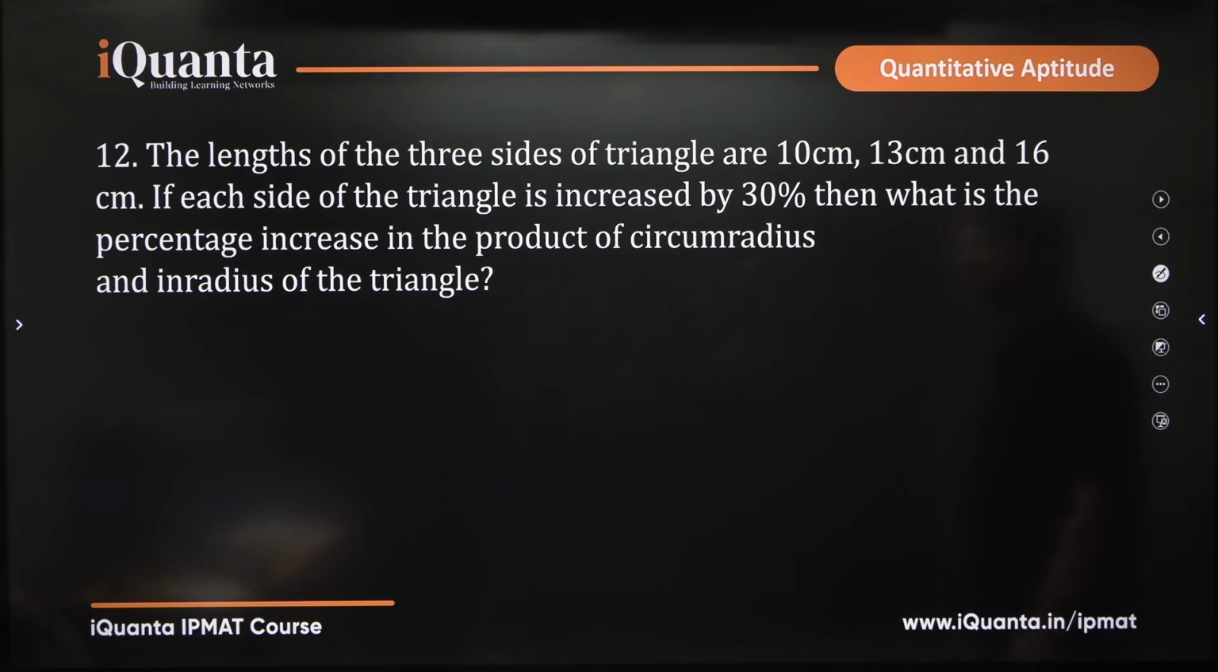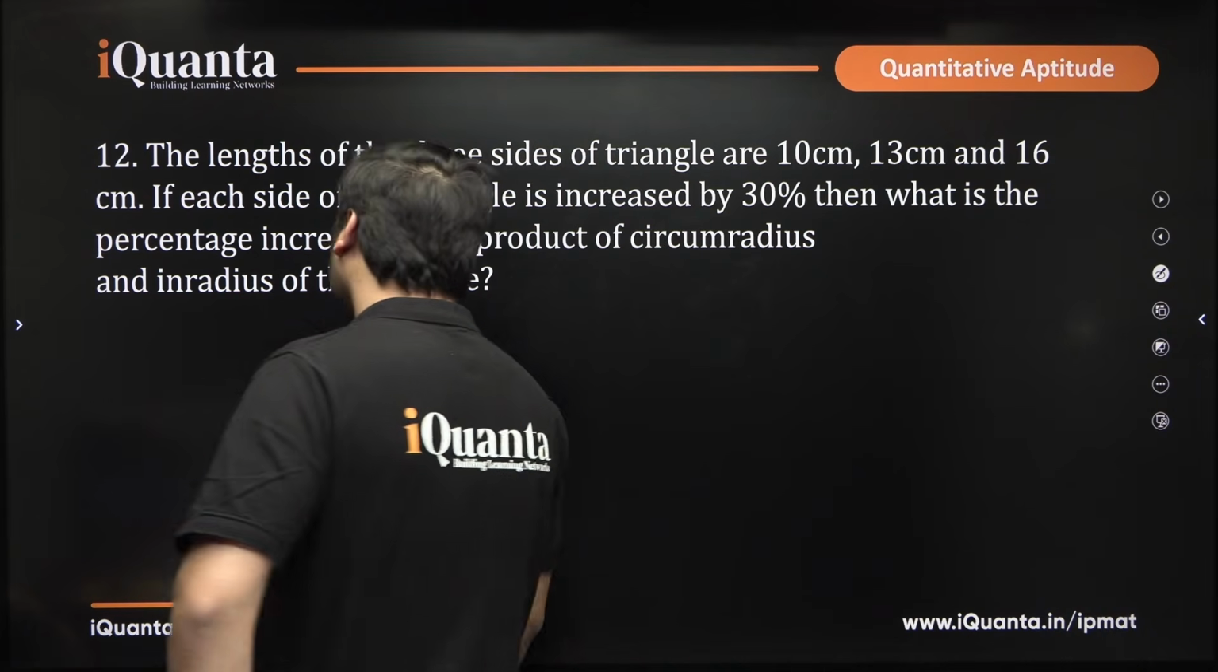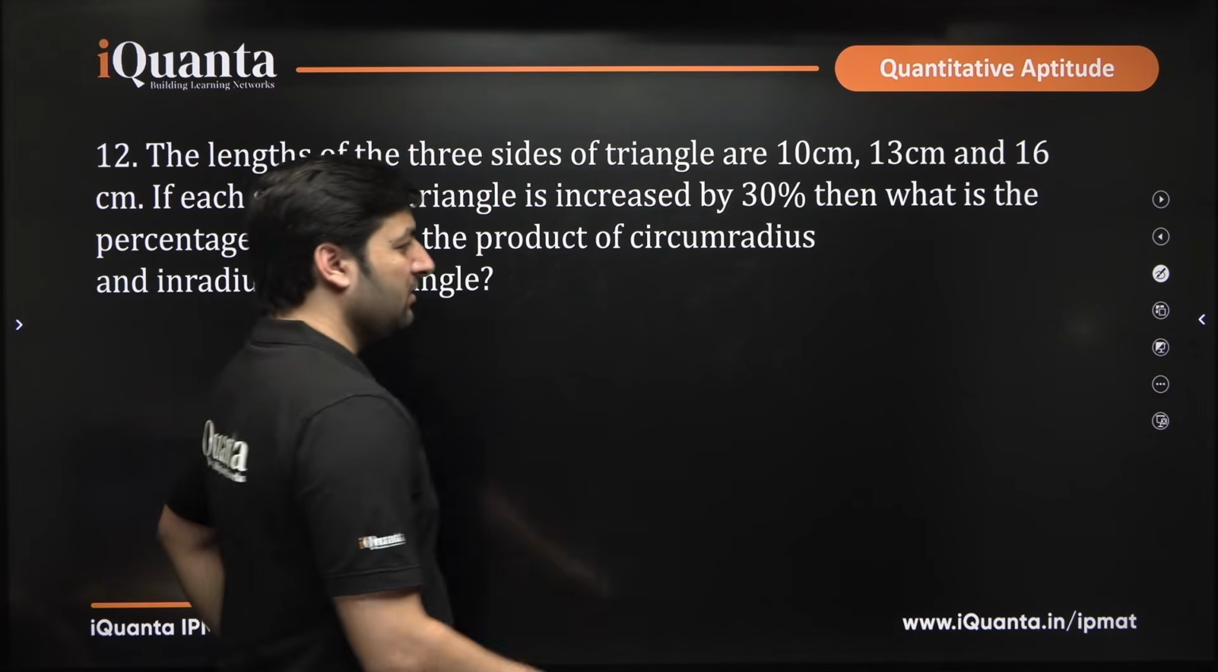The lengths of 3 sides of a triangle are 10, 13, 16 centimeter. If each side of the triangle is increased by 30%, then what is the percentage increase in the product of circumradius and inradius of the triangle? You know about the circumradius and inradius, right?